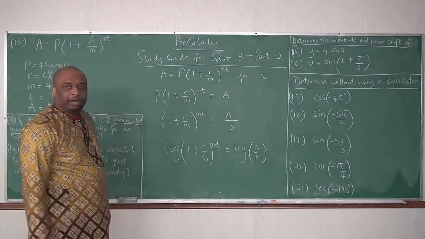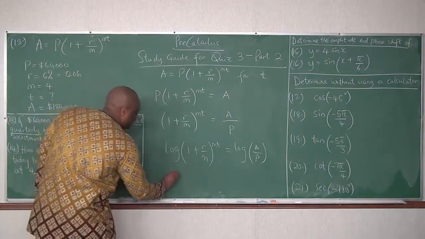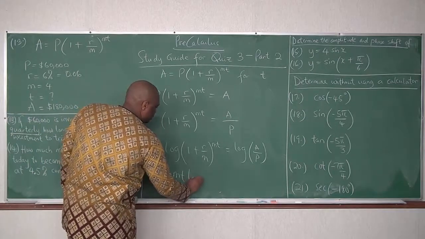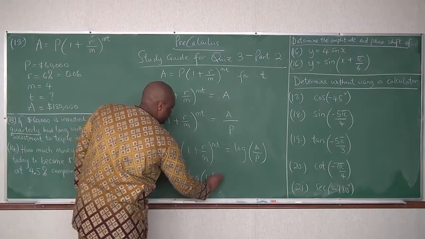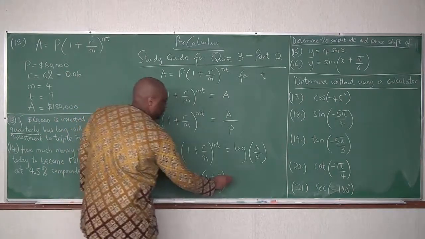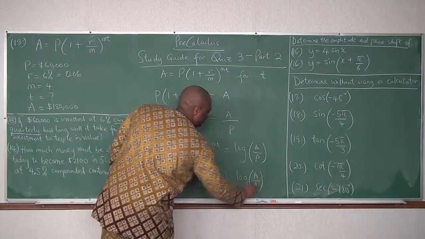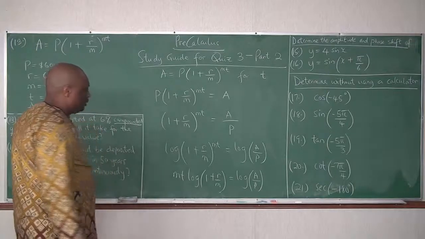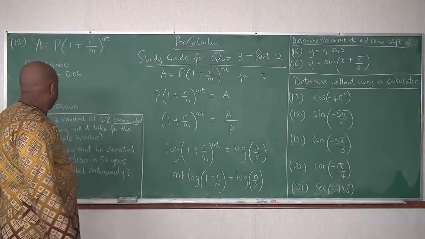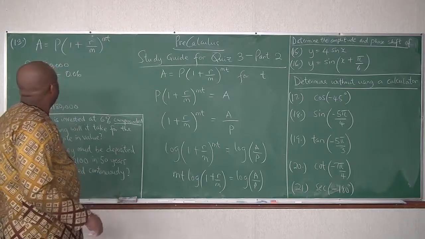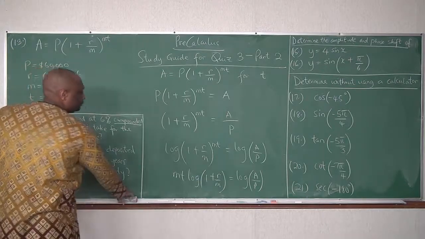So from the law of logarithm, we have that MT log (1 plus R over M) is equal to log A over P. Okay, we continue. We've not finished. We continue.